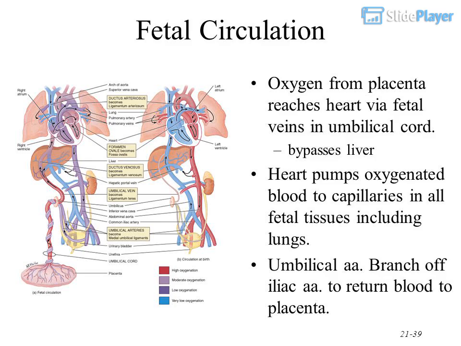Fetal circulation. Oxygen from the placenta reaches the heart via fetal veins in the umbilical cord. It bypasses the liver. The heart pumps oxygenated blood to capillaries in all fetal tissues including the lungs. Umbilical arteries branch off the iliac arteries to return blood to the placenta.